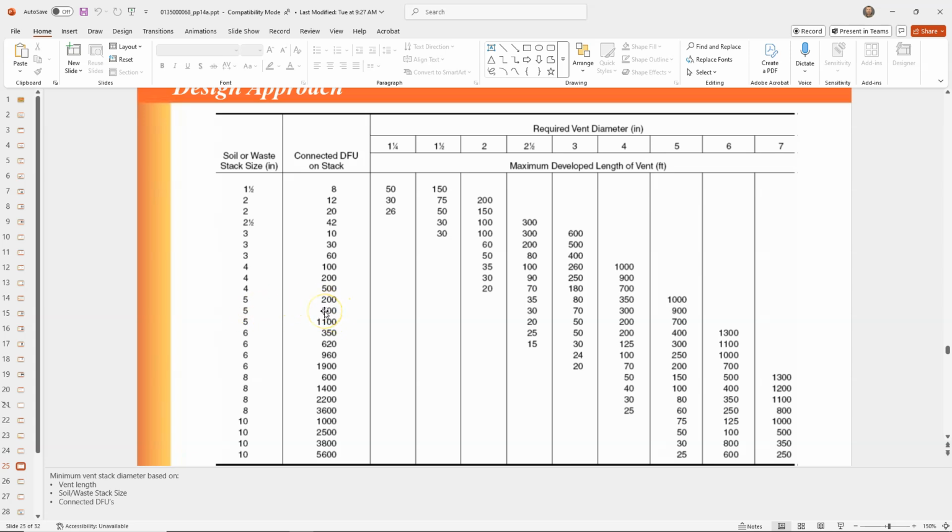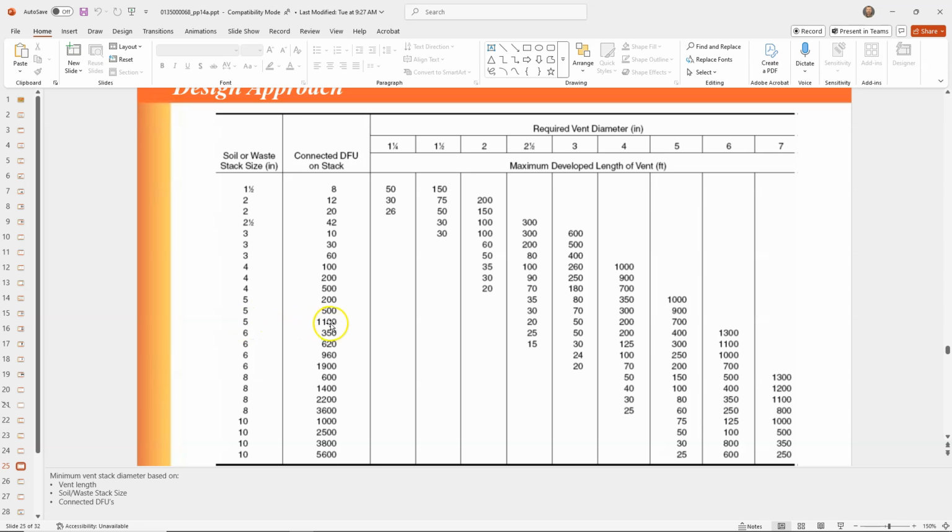Now this table gets a little bit hard to track as you're going across because there are no horizontal lines running through it. So I'm going to do my best to track across. And let's say that the total height of the building is going to be around 30 feet. So let's say 35 feet is going to do it for our vertical vent stack, and that's the maximum developed length. So with that in mind, we can find this 5.